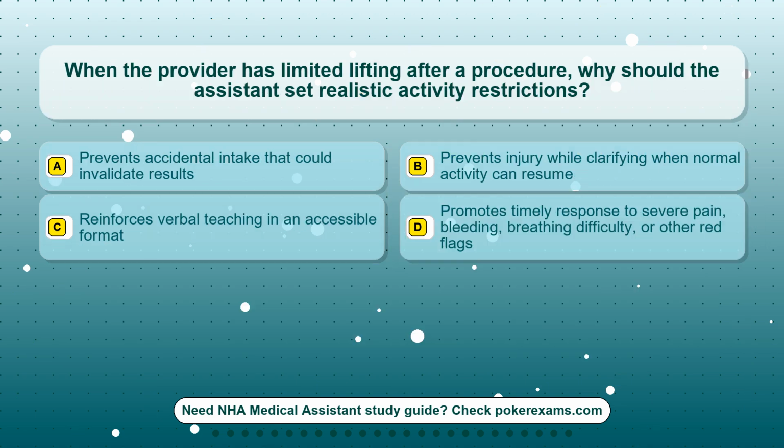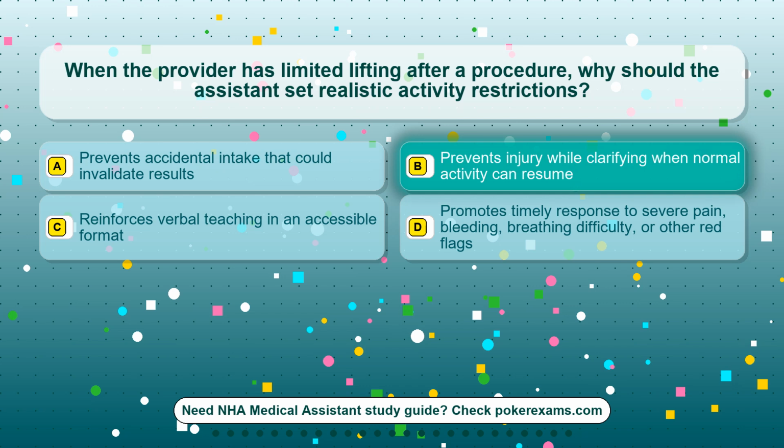Question 11. When the provider has limited lifting after a procedure, why should the assistant set realistic activity restrictions? Option A. Prevents accidental intake that could invalidate results. Option B. Prevents injury while clarifying when normal activity can resume. Option C. Reinforces verbal teaching in an accessible format. Option D. Promotes timely response to severe pain, bleeding, breathing difficulty, or other red flags.